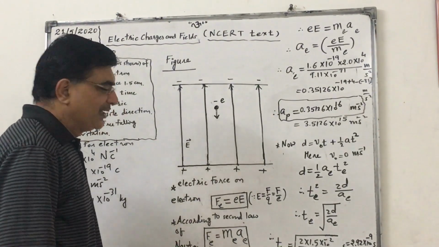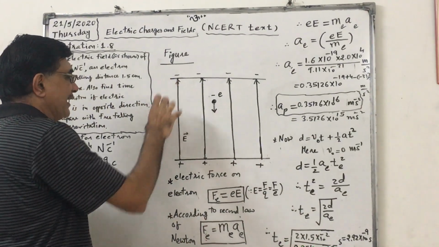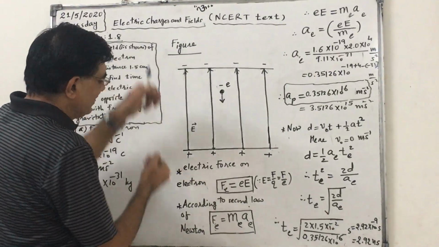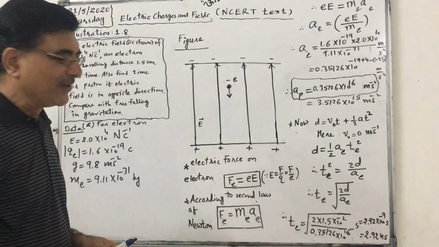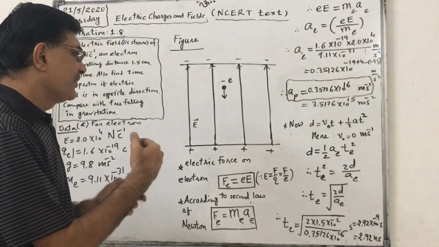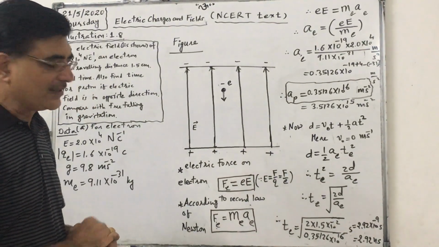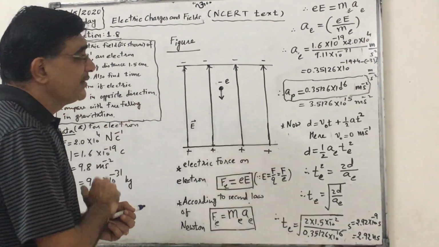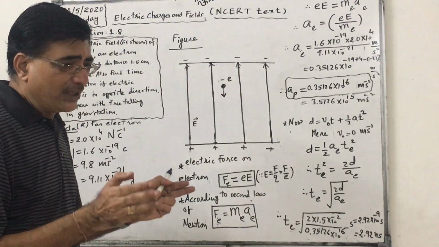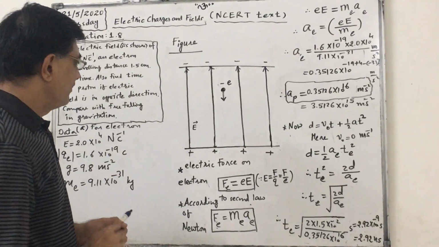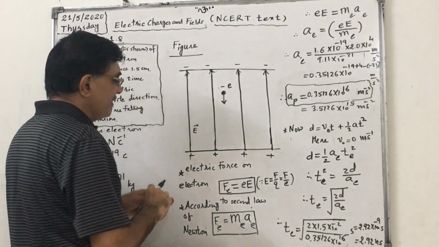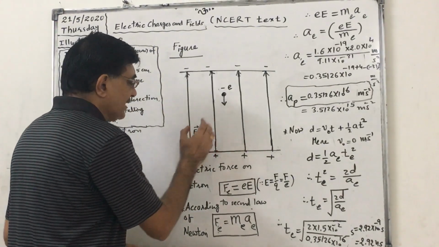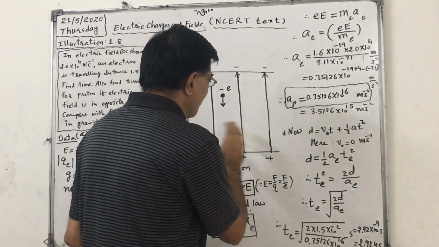This is the figure. It is not an exact figure because they have given 1.5 centimeter, and this distance is too much compared to 1.5 centimeter. It is the figure in some scale. We can consider it as some scale, because to understand the problem we have to expand the scale. The electric field is from plus to minus. It is a uniform electric field, so the field lines are parallel and at equal distances.